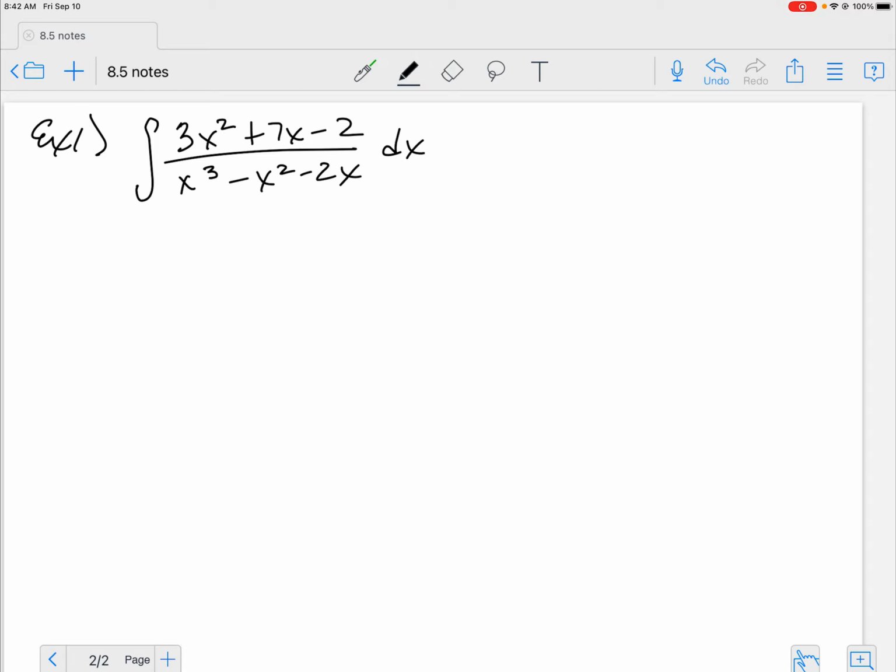Criteria number 1, first of all, can you ever do a u sub? That's always step 1, right? And we cannot. So I just gave you a second to look at that. You cannot, because let's just assume we're going to do the u of x cubed minus x squared minus 2x. My du here is 3x squared minus 2x minus 2. That is not the same thing, right? So my u sub is out.